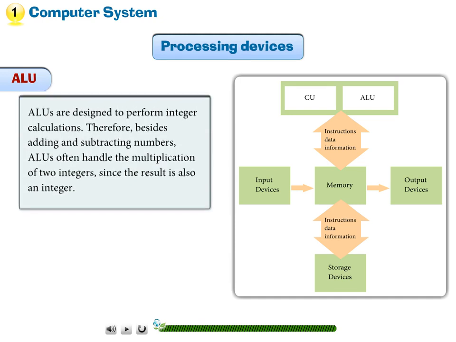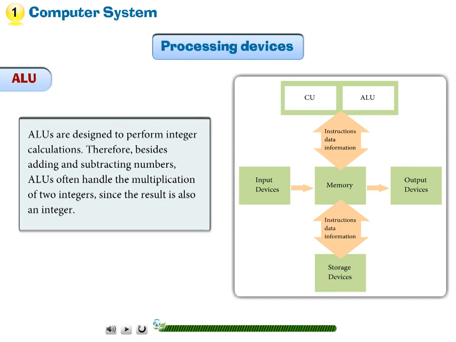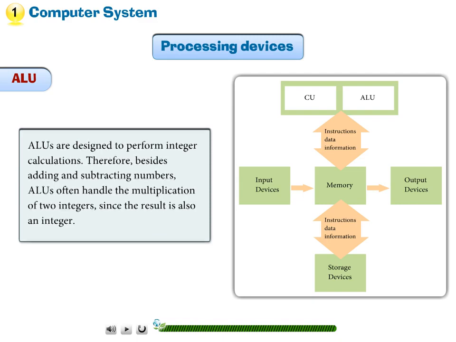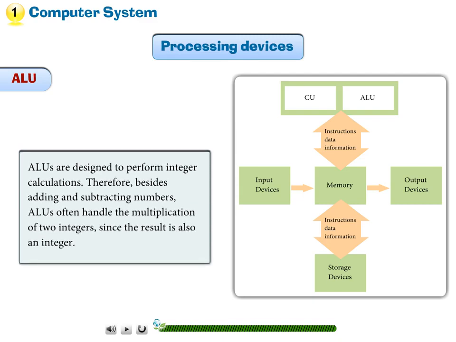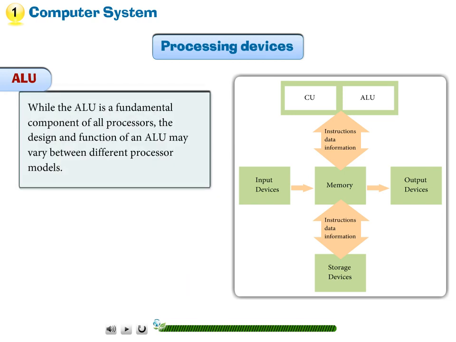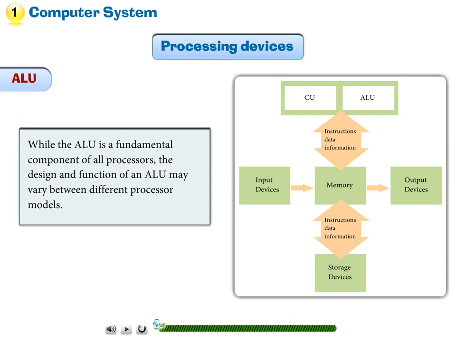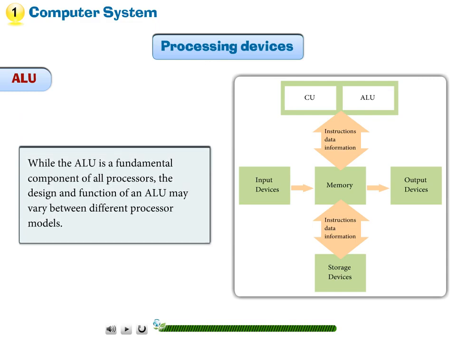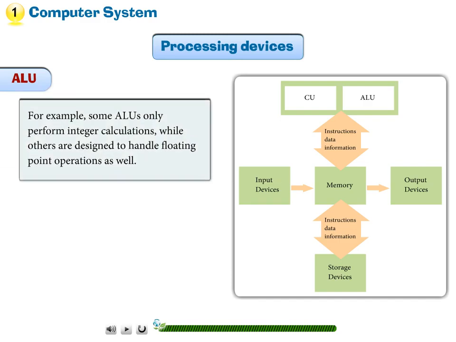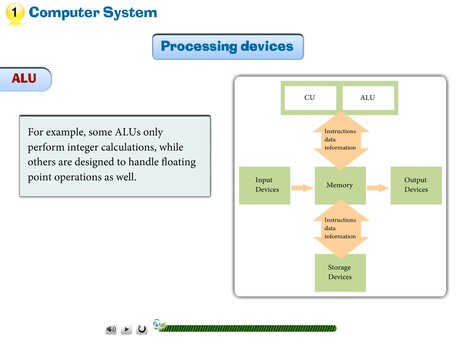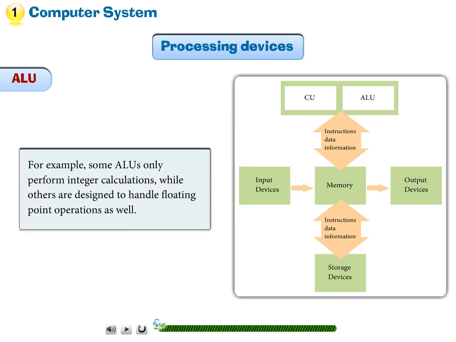ALUs are designed to perform integer calculations. Therefore, besides adding and subtracting numbers, ALUs often handle the multiplication of two integers, since the result is also an integer. While the ALU is a fundamental component of all processors, the design and function of an ALU may vary between different processor models. For example, some ALUs only perform integer calculations, while others are designed to handle floating point operations as well.